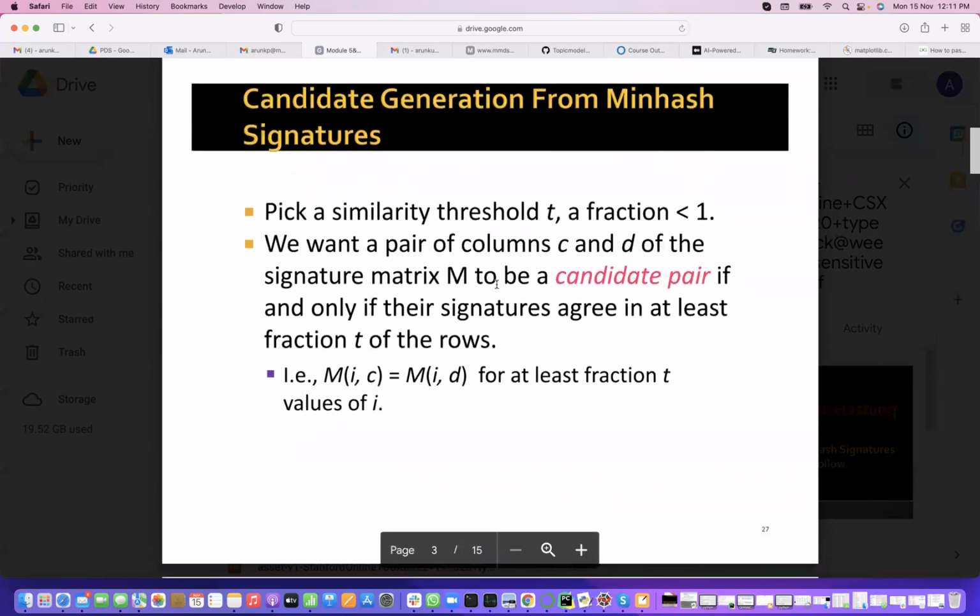So, candidate generation from min hash signatures: pick a similarity threshold T, a fraction less than 1. When do you say two documents or two columns are similar? The maximum value you get is 1, so you put a threshold anything less than 1. We want a pair of columns C and D of the signature matrix M to be a candidate pair if and only if their signatures agree in at least a fraction T of the rows.